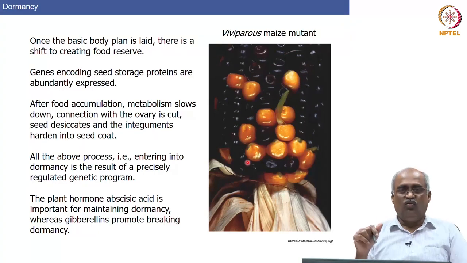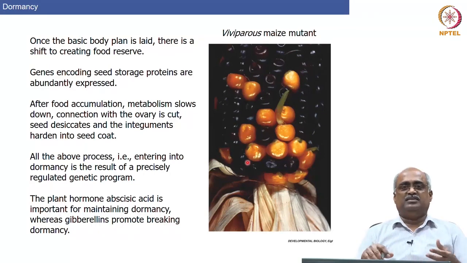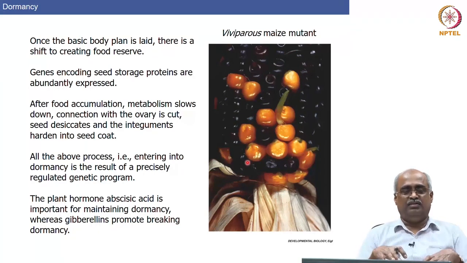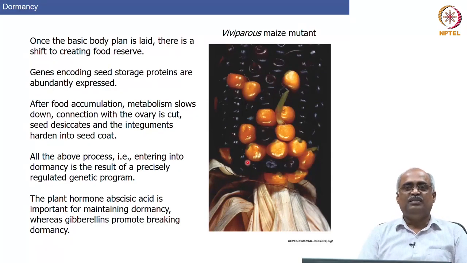Okay, so once the body patterning is established, right now, if you want to draw a parallel with Drosophila, it's like segmentation of the embryo is done. Right after that, what will happen is it will go into forming the other tissues and organs, and like that it will move on in the development. But that doesn't happen in plants. Instead, plant development takes a break at this step.